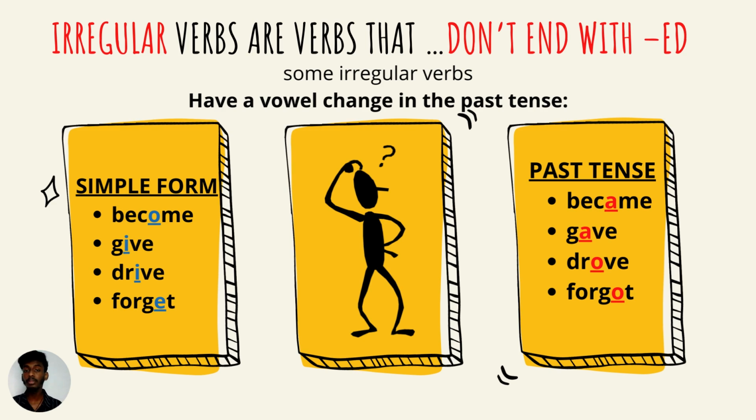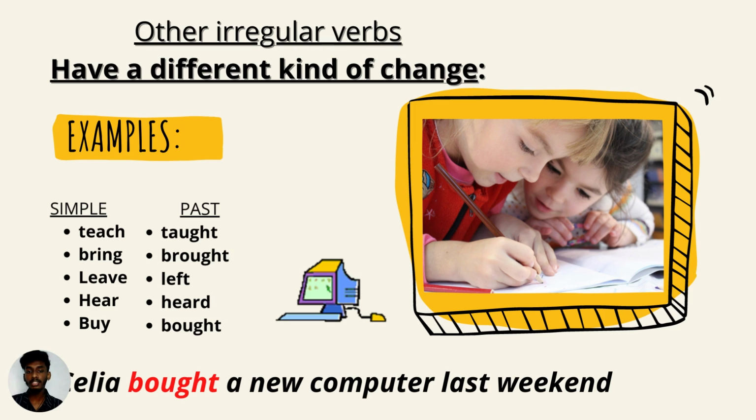Let us see. The word become changed into became. The word give changed into gave. The word drive changed into drove. And finally, the word forget changed into forgot. There is a change in a letter in the word, which is the vowel change. Let us see the next slide.